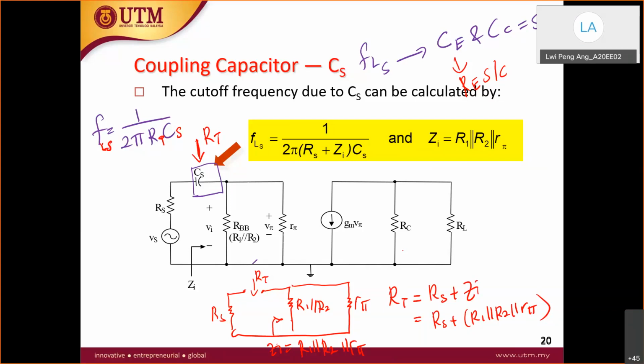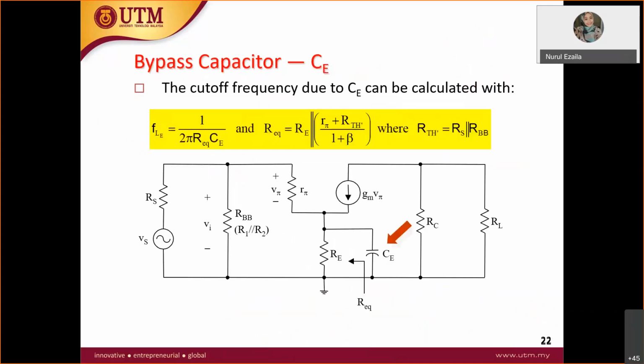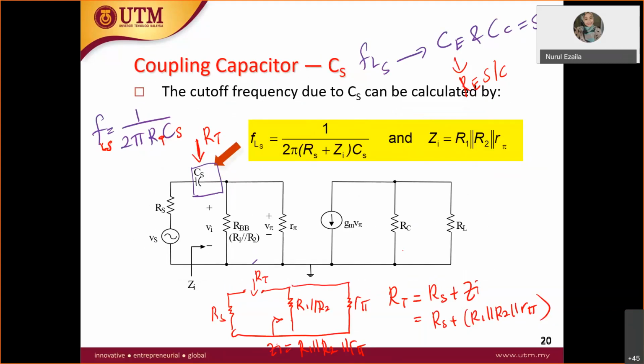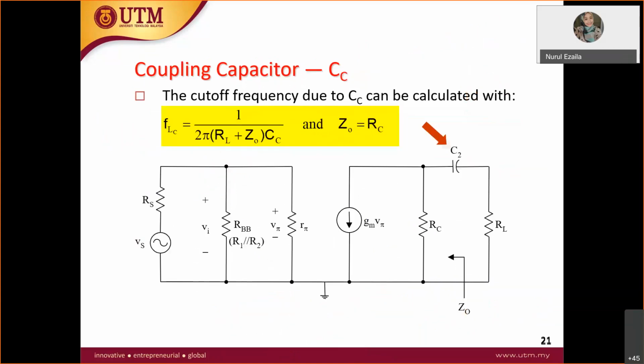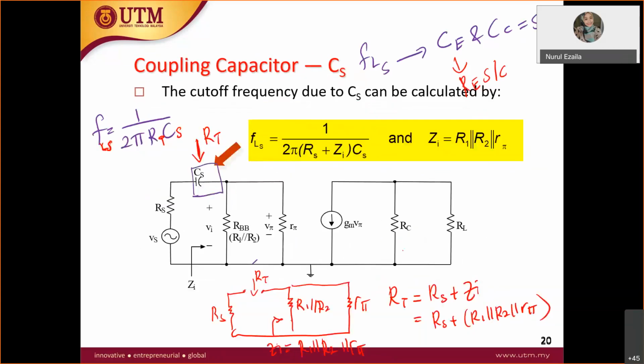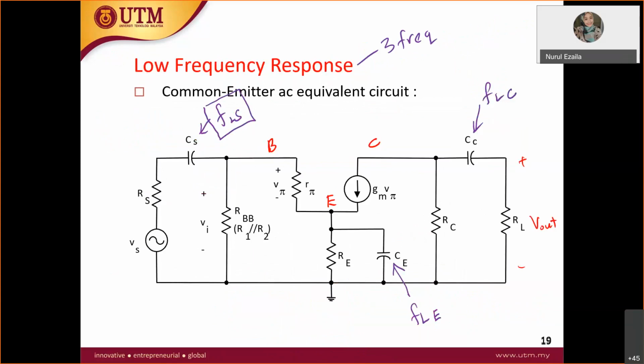Great. So this is number one frequency, and we've done this. Now let's derive this one, number two.